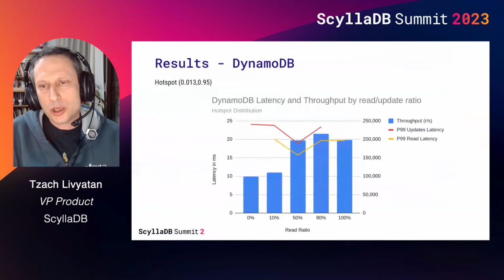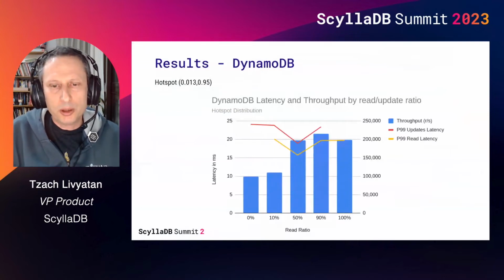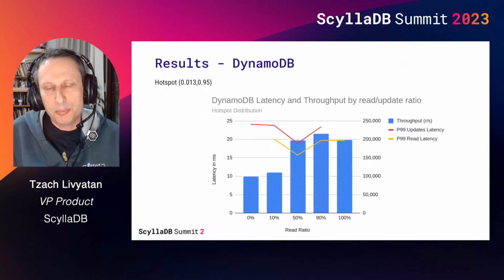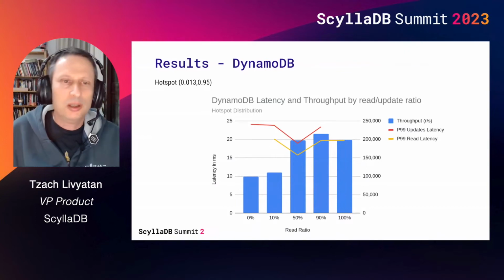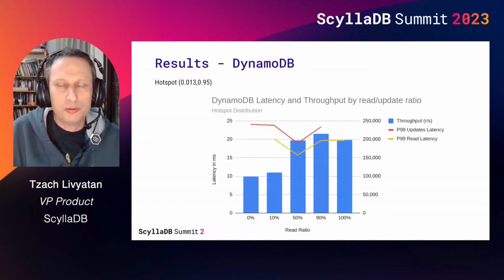The same visualization for DynamoDB. By the way, you might notice that DynamoDB actually prefers reads, or the more intensive the read part of the workload, the better DynamoDB behaves, which is the opposite of Scylla. So each of these databases has a different sweet spot.